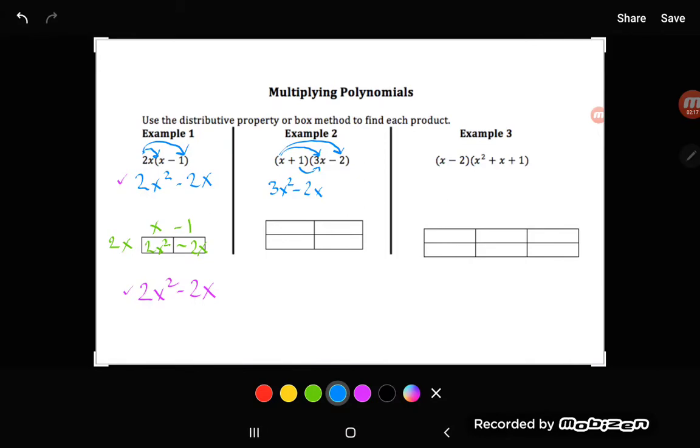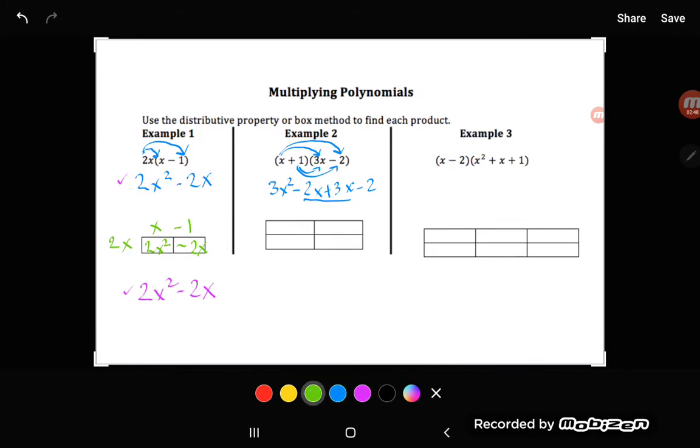Now I'm going to multiply 1 times 3x. That gives me a positive 3x. And then 1 times negative 2 gives me a negative 2. I have to combine those like terms for this one. When I combine those like terms, you should get 3x squared plus x minus 2.